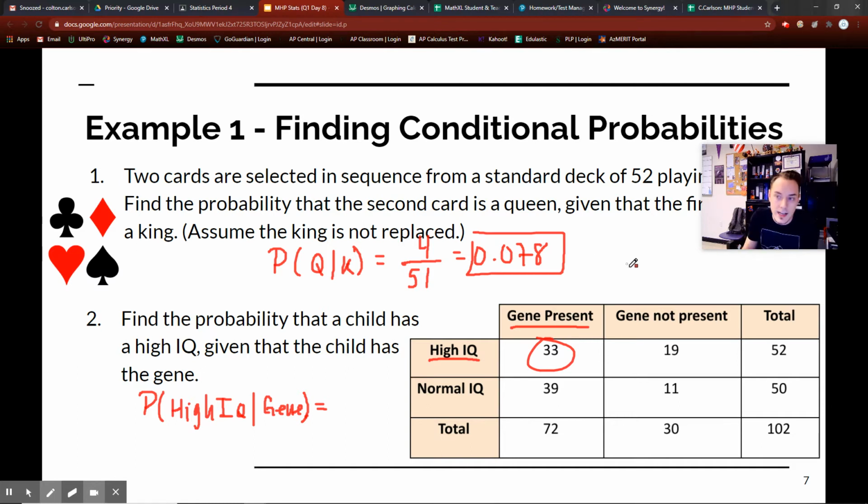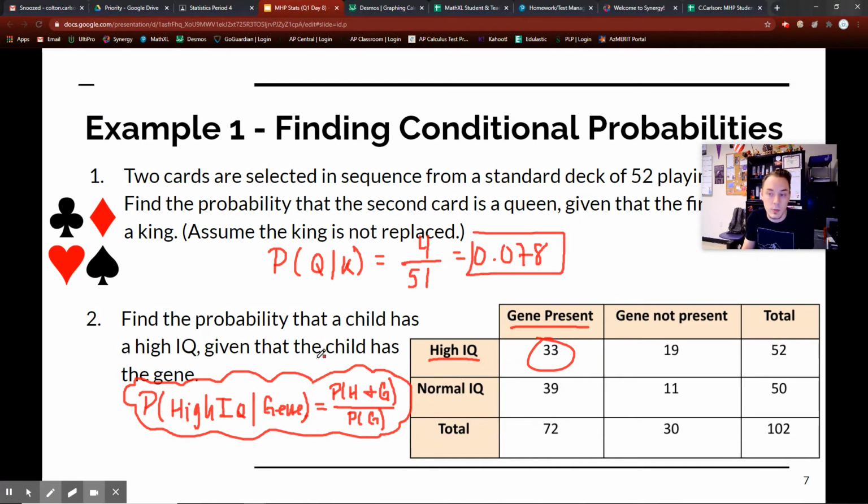That I wrote in the last slide. It really said this. So this is really just the probability of a high IQ, H, and the gene over the probability of getting the gene. Okay. So this formula right here is a formula I think is less intuitive than the other one, but it actually works a lot better.